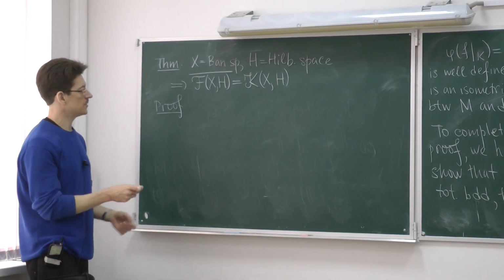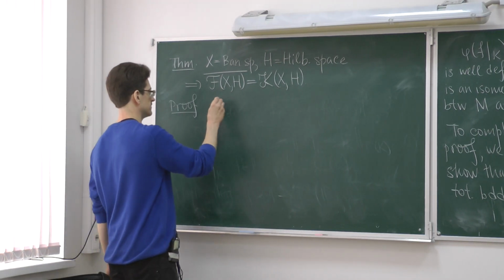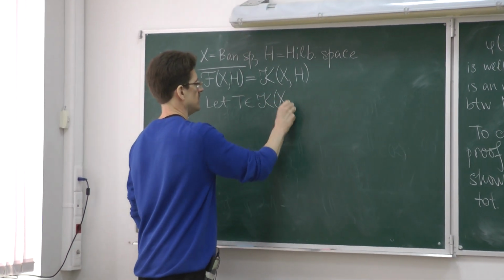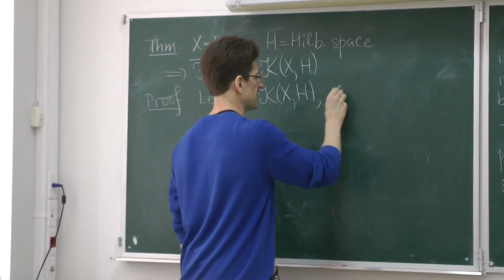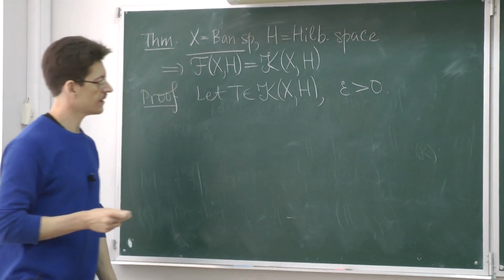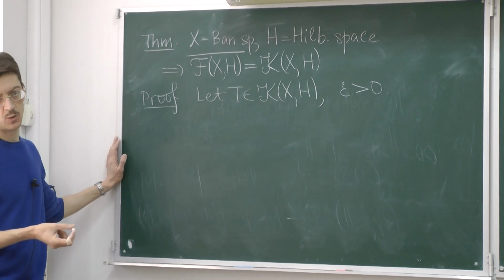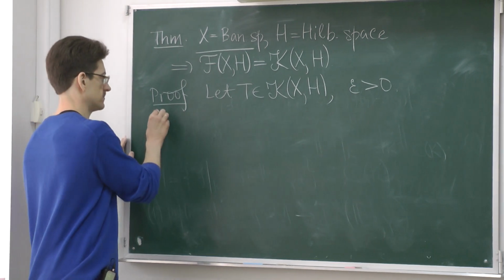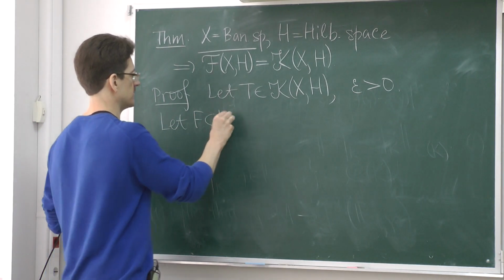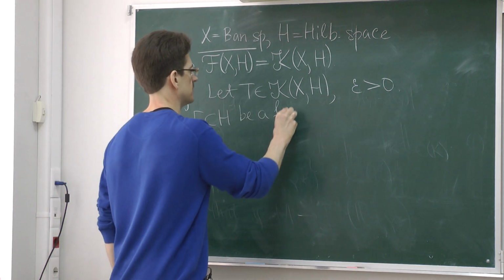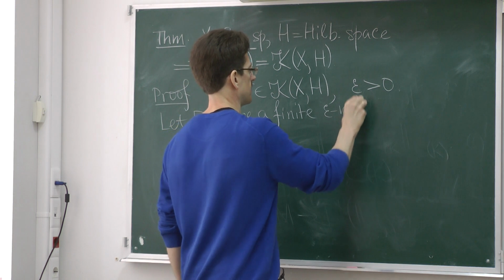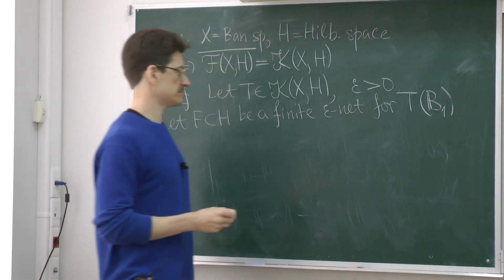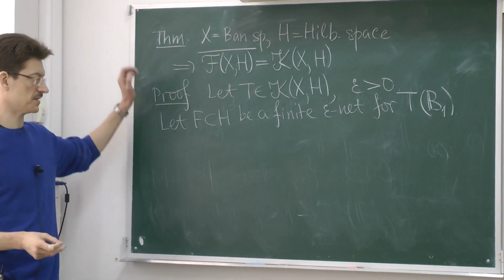Okay, so we take any compact operator. So let T be a compact operator from X to H, and let epsilon be a positive number. Since T is compact, we can find a finite epsilon net for the image of the unit ball. Let F in H be a finite epsilon net for the image of the unit ball. This is a finite set.